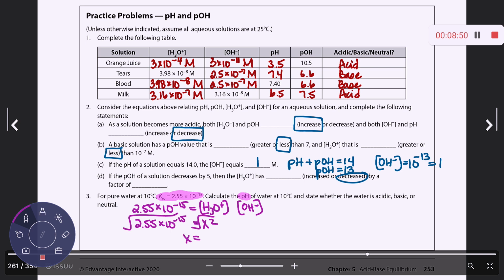What did you guys get here? 1 point something? They changed the temperature on us. Normally the temperature is 25 and the Kw is 1 times 10 to the negative 14, but they gave us a temperature of 10 and said, here's the Kw at 10. Does that make sense? Okay, so what would you get for x?